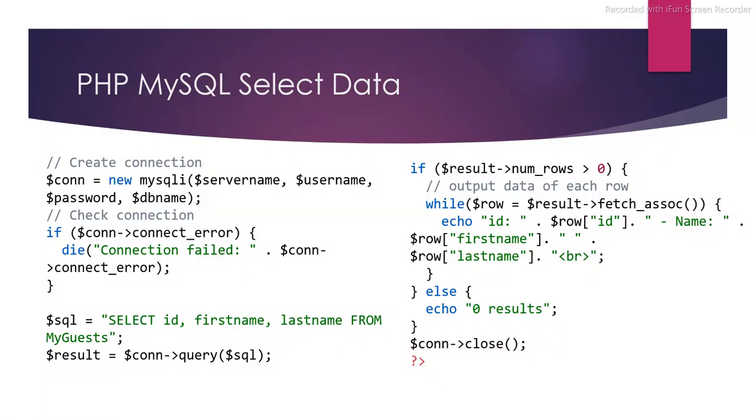Now, to display the data, first connect to the database. Then give the query, select ID, first name, last name from table name. Then execute the query, connection query of SQL. So that will return the result. In the result object I am having a table now. If result.num_rows is greater than 0, it means the number of rows available in the result is greater than 0, so the table is not empty. If the number of rows is 0, the table is empty. So if the table is not empty, I am going to display the rows one by one.